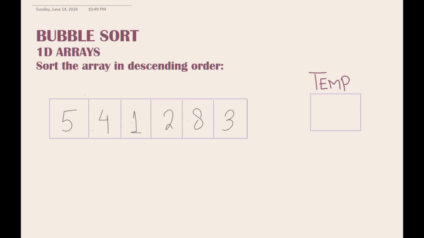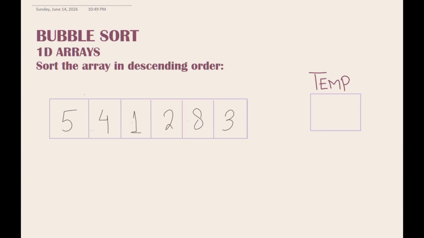Let's suppose you are given a list of numbers and I want you to arrange it in descending order. How do you do that in bubble sort? Basically, bubble sort is an algorithm in computer science that we use in order to arrange a particular list of items in either ascending or descending order.